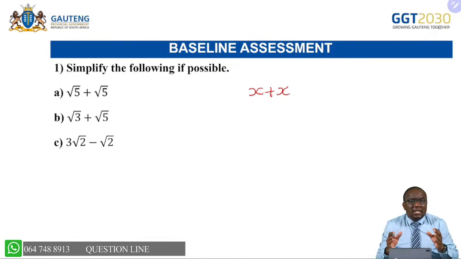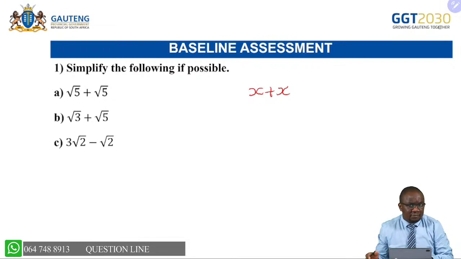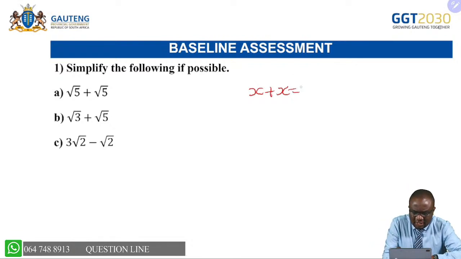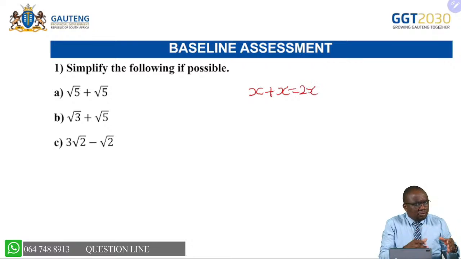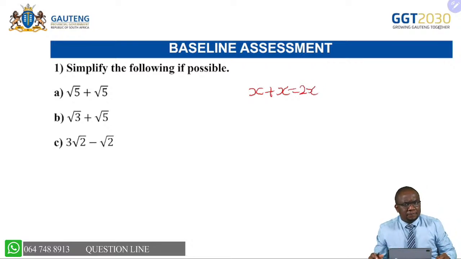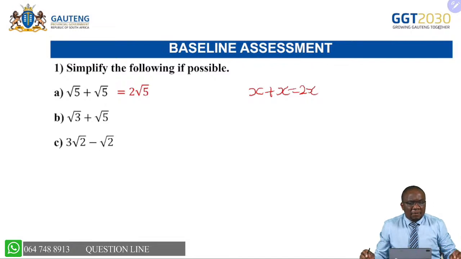Remember, when you're adding like terms, just think of real things. I usually think about fruits, oranges. If I say 1 orange plus 1 orange, I get 2 oranges. Or 1 sweet plus 1 sweet is 2 sweets. So x plus x is 2x, isn't it? Now treat this like you deal with like terms. What is root 5 plus root 5? It's going to be 2 root 5. It's like terms, okay? B. What about root 3 plus root 5?